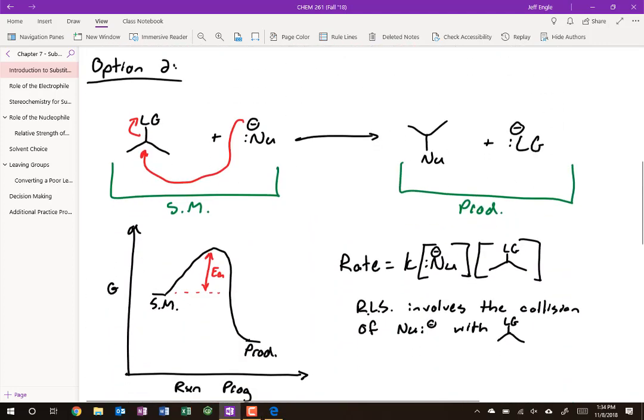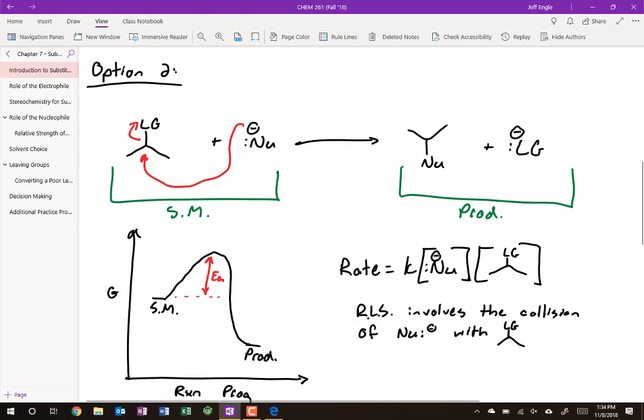Compared to option 2, where we had the nucleophile attack in and kick off the leaving group, that was a one-step reaction. In this case, the concentration of the nucleophile does matter. Therefore, if you change that concentration, it will impact the overall reaction rate. Experimentally, this is one of the easiest ways to determine Sn1 versus Sn2.